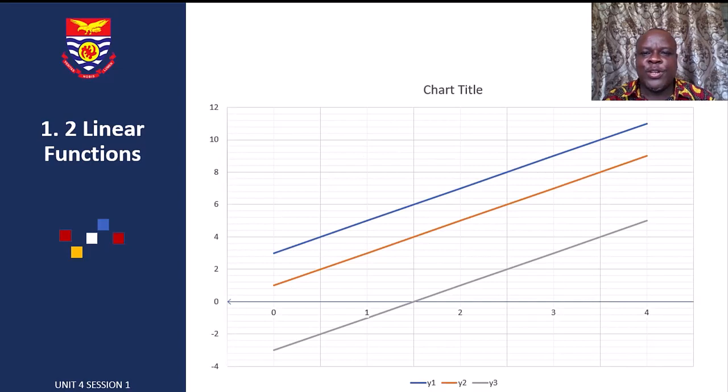So you look at the chart and you see that all the three lines have the same orientation, from the lower part of the left to the upper part of the right. Then the first one meets the y-axis at 3. The second one meets the y-axis at 1. And the third one meets the y-axis at -3.